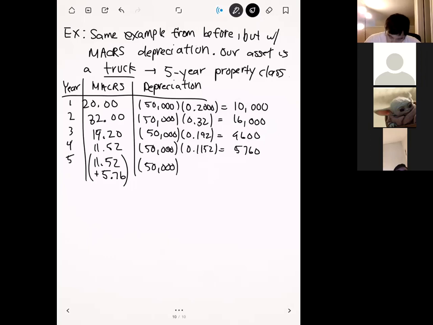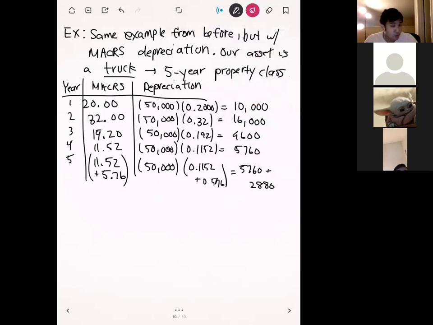Okay. And then last year, we're depreciating 11.52 plus 5.76. And so this gives us a depreciation amount of 5,760 plus 2,880. Okay. And so under MACRS, this is the depreciation schedule that we get. All right. And so the next step is that we take these depreciation amounts and put them into a tax table. And then just like before, we're going to compute the after-tax present worths.